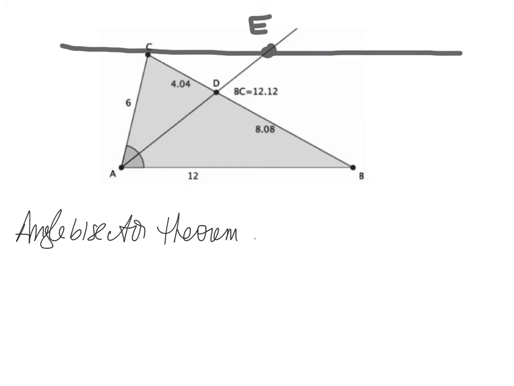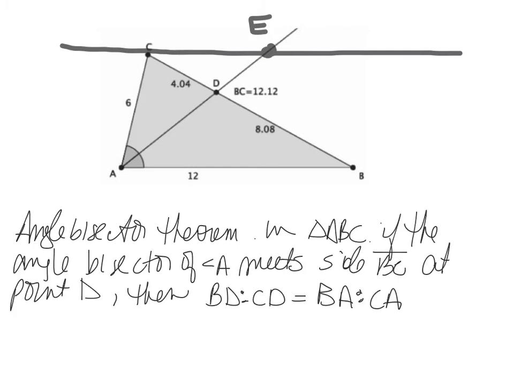Okay, I'm going to write down some things and then we'll talk about it. So the angle bisector theorem states that in triangle ABC, if the angle bisector of angle A, right here, meets side BC at point D, then the ratio of BD to CD is equal to the ratio of BA to AC. So we can prove this.